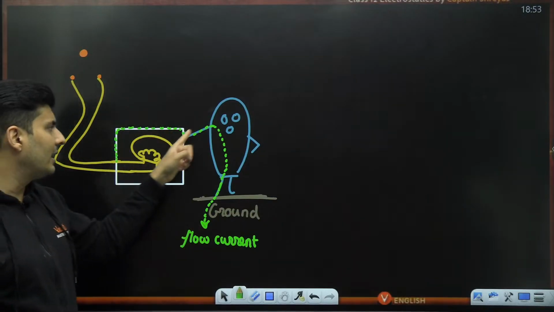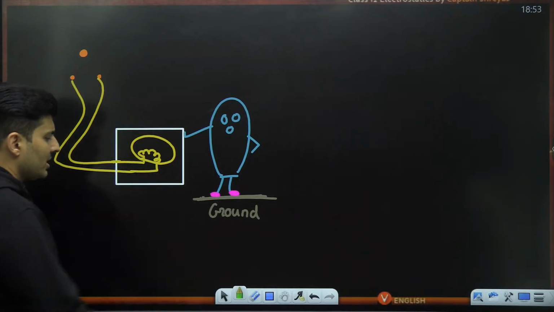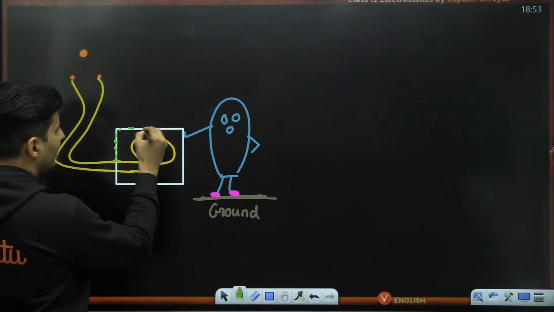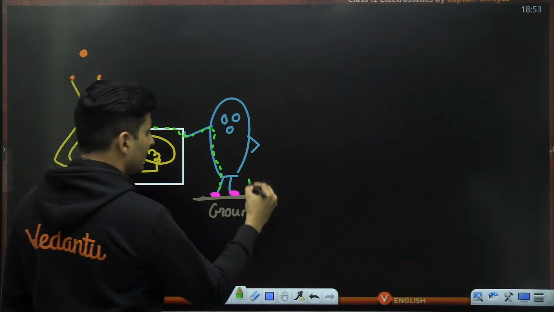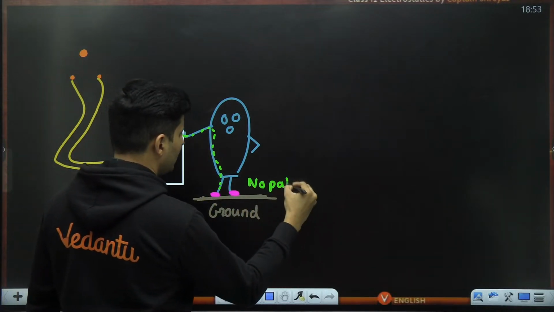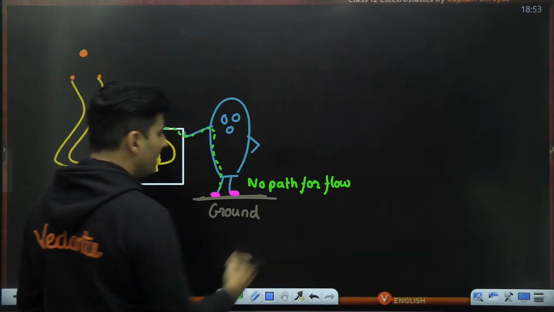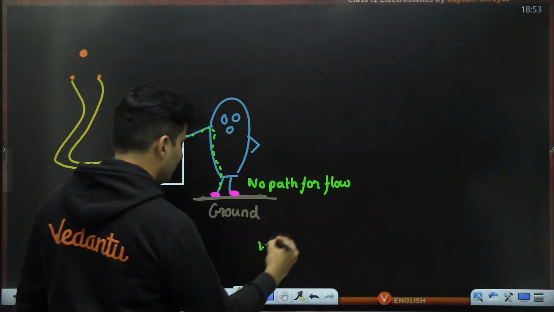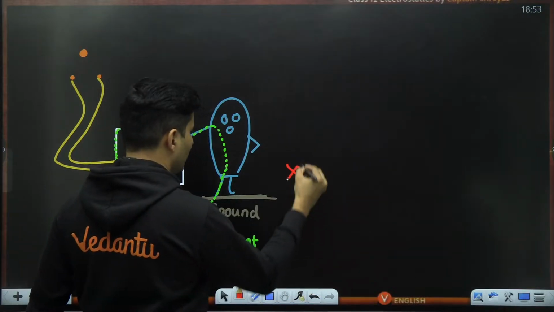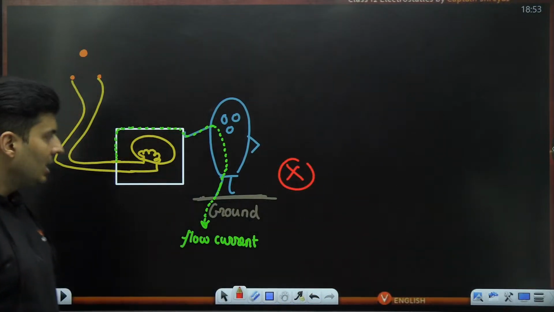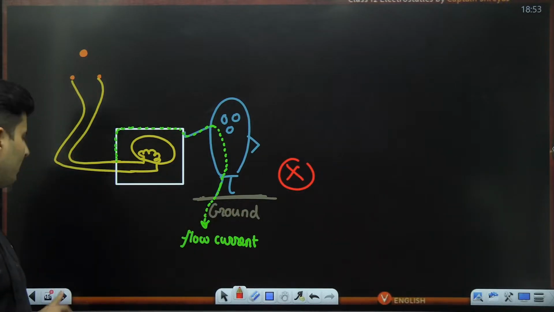So all that current will flow through Pandu's body. But if Pandu was wearing some shoes, then there is no path for the charges to flow. There is no path for the flow. So that means you are basically safe. So this is good, but this definitely is not good. This should not happen. But you cannot rely on Pandu that Pandu will always wear some rubber or plastic shoes.